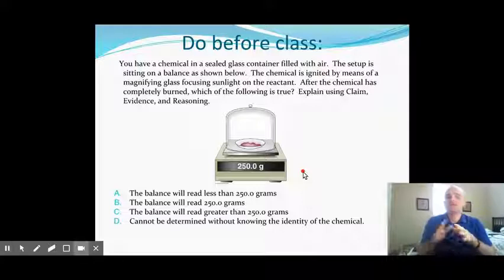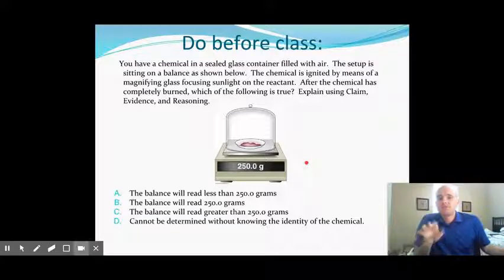So I want you guys to do this problem before class. I want you to carefully think and pick the best answer that you think, and I want you to support your answer using the claim, evidence, and reasoning. I'll check it in class.